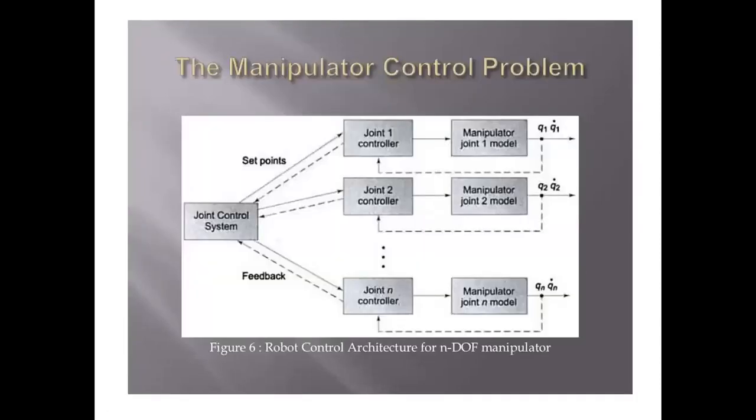So manipulator control problem, we'll have a joint control system. We'll have a joint controller 1, 2 till n and a manipulator joint 1 model to joint n models. Okay. So this is the robot control architecture for n-DOF manipulators.